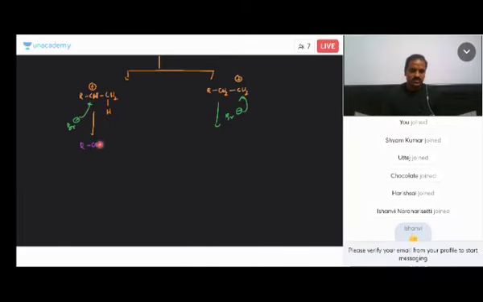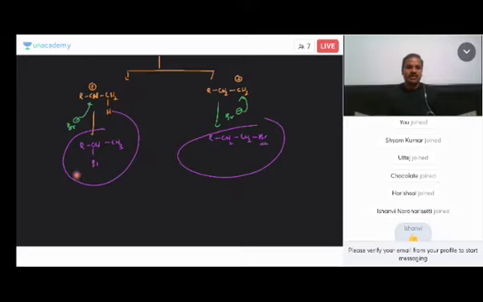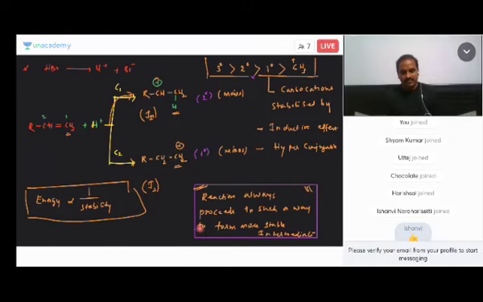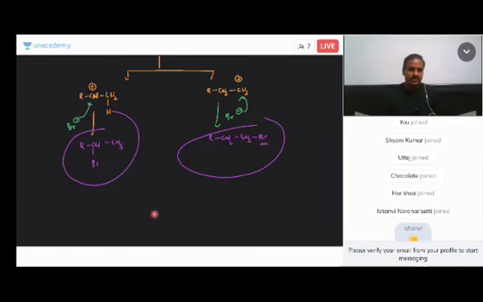The product is CH3, CH2, CH2, Br. Hope you understand. So this is the major and this is the minor product. Again, just to highlight this point, the reaction always proceeds in such a way as to form the more stable intermediate. More stable intermediate. So this is the major product, right?